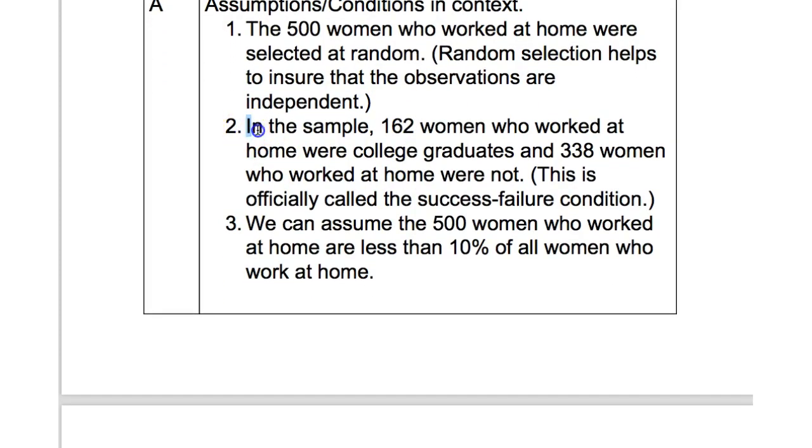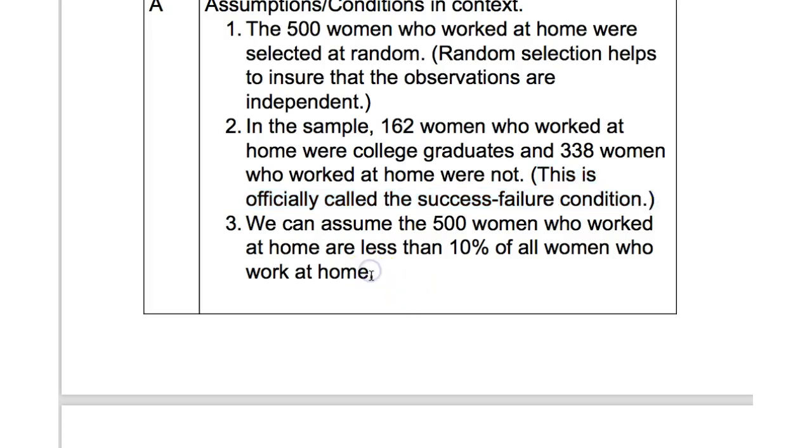In the sample, 162 women who worked at home were college graduates and 338 women who worked at home were not. Both of those are greater than 10, which I did not type in there. And that's what we want. We want the successes and failures to be greater than 10. We've been calling this the big enough condition, but it's officially called the success-failure condition.